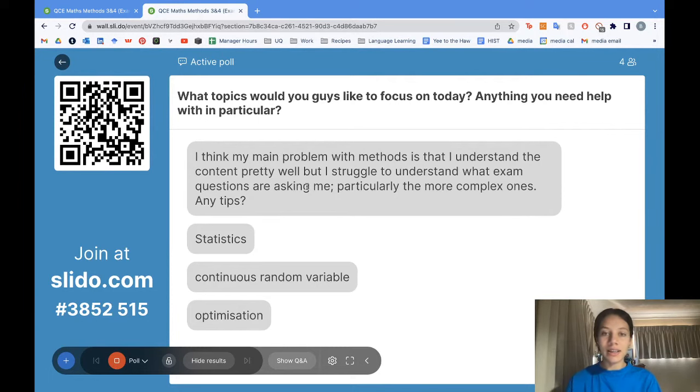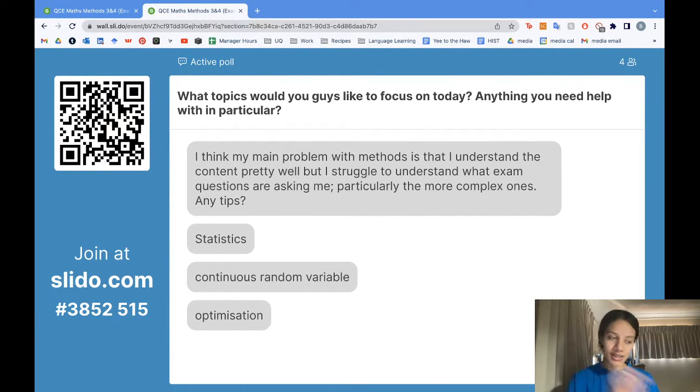Any tips? Yeah, absolutely. So throughout the lecture, I'll mention how you can translate the content into exam questions and how to look at an exam question. The first thing you do when you open your exams is identify with a question, all right, what topic is this asking me? What knowledge does that involve? And then go from there. So we'll definitely be able to discuss that today.